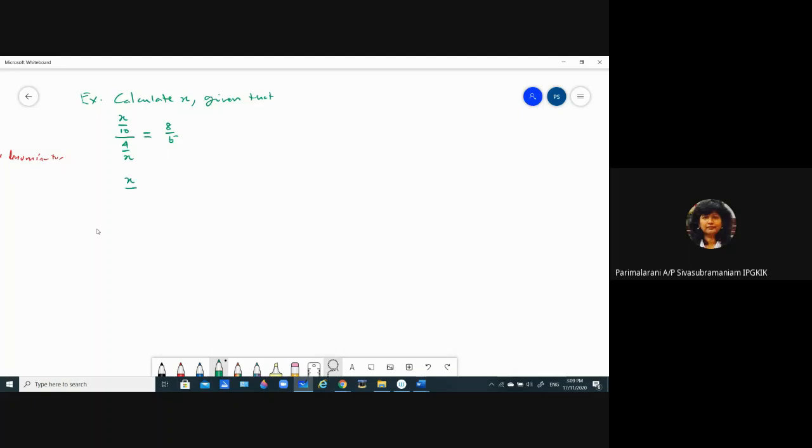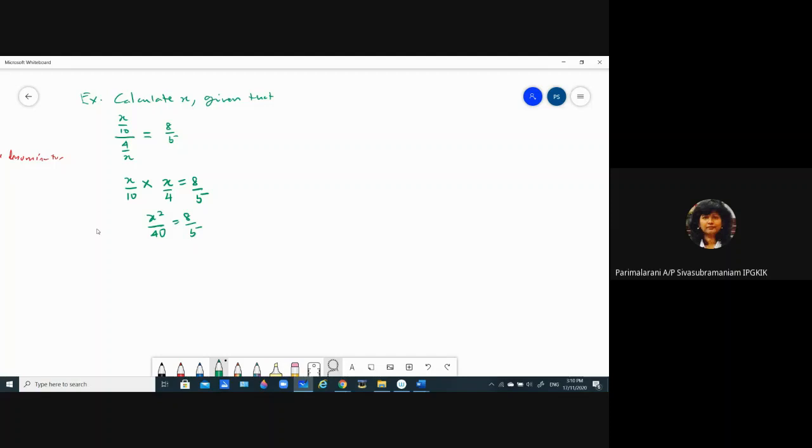So x over 10 multiplied by, we always just reverse it. It's the reciprocal of this. 4 over x becomes x over 4, equals 8 over 5. So x times x is x squared over 40, equals 8 over 5.